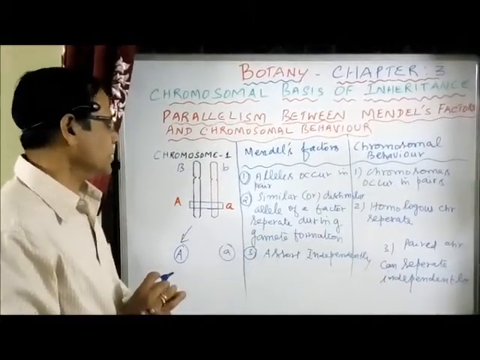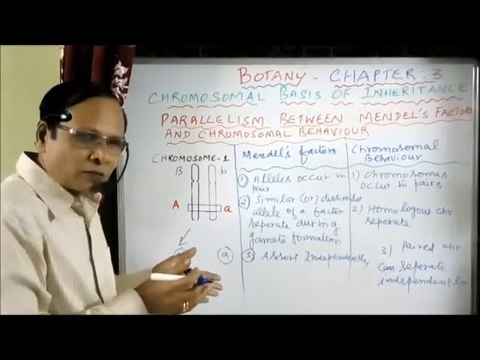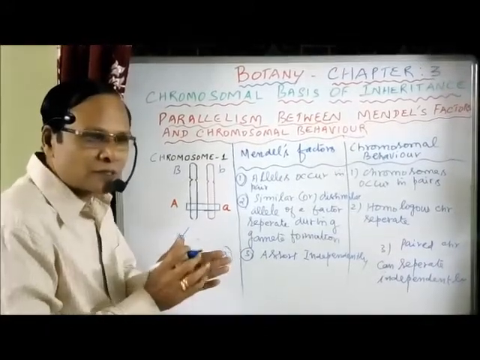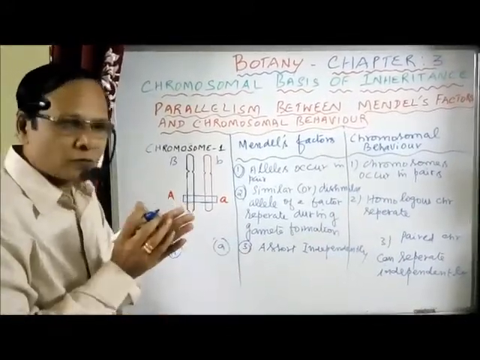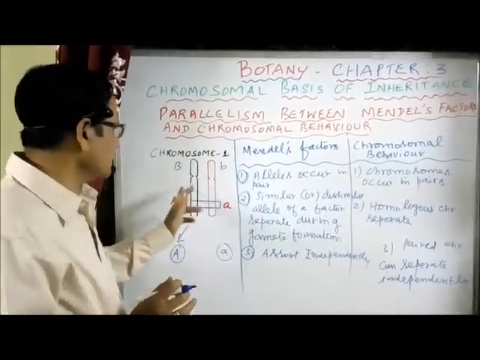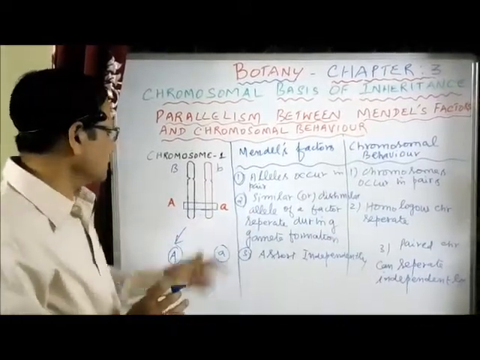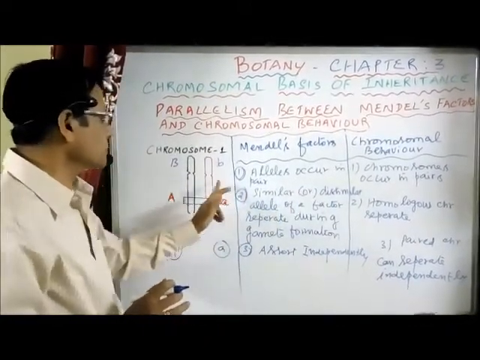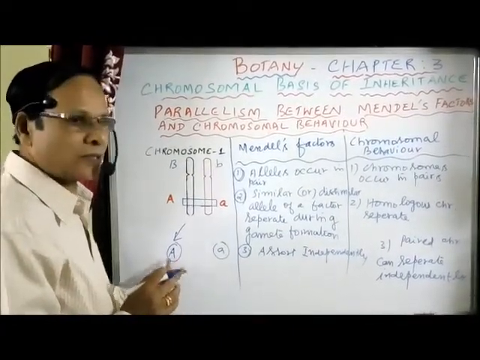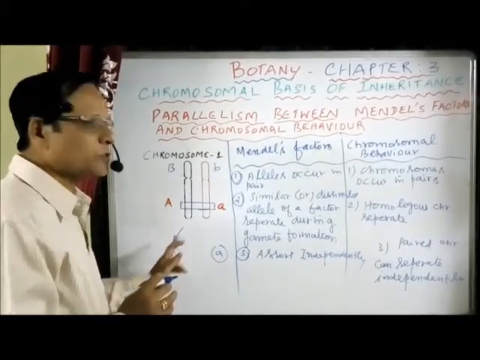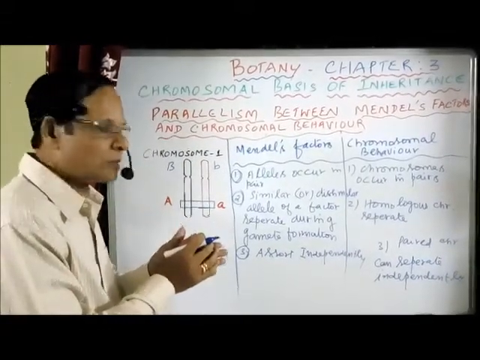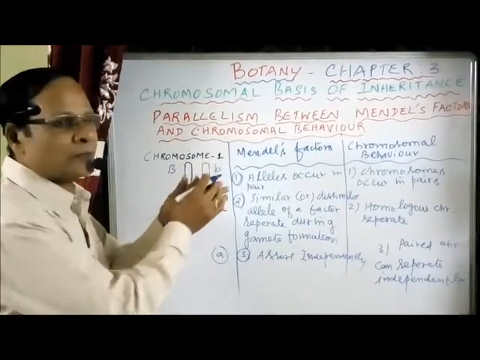That is number 2. Now the genes are located on the chromosome. The segregation of genes is nothing but the segregation of chromosomes. Only when the chromosomes segregate do the genes also segregate, entering into different gametes, because the chromosomes are the carriers of the genes. So the second point: the homologous chromosomes normally separate during gamete formation. Only then can each gamete receive only one of the two alleles. That's why the behavior of the chromosome is similar to the behavior of the Mendelian factors.